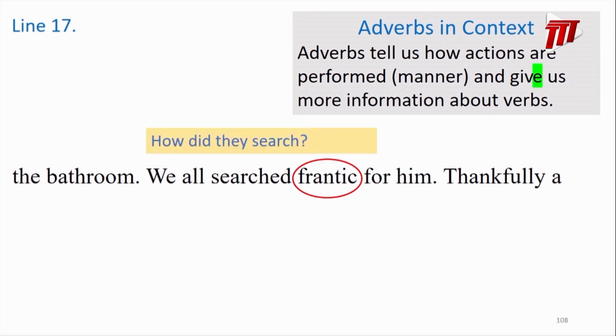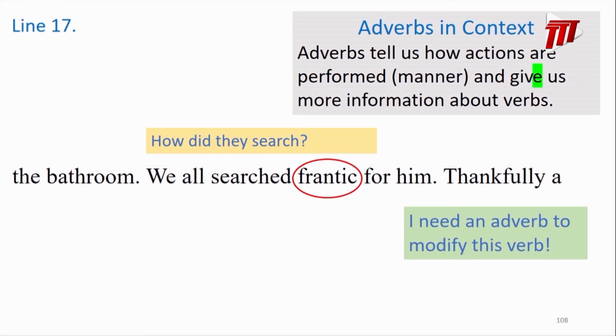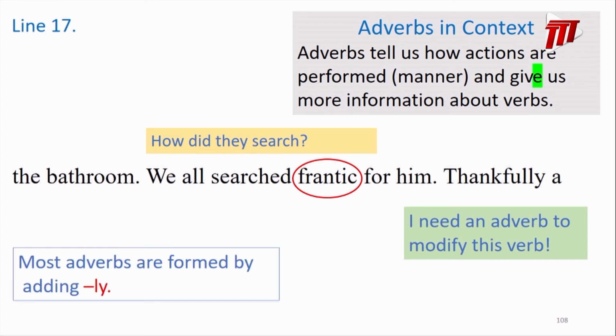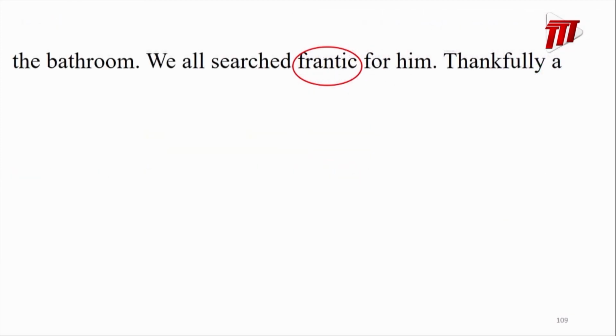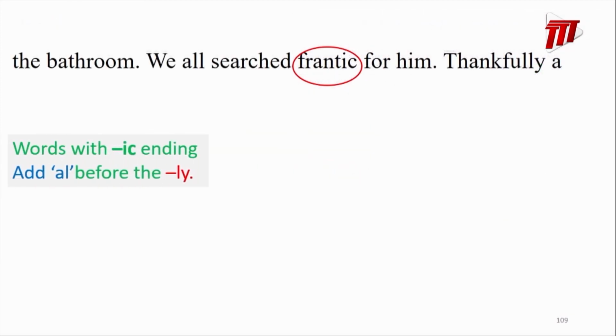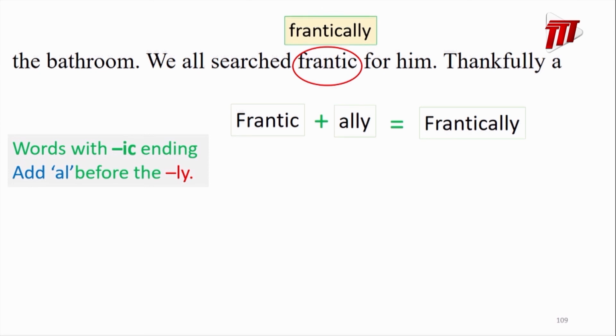They usually end in "ly," yes. So most adverbs are formed by adding "ly." So that word "frantic" has to be changed to, if we are adding "ly," "frantic" has to be changed to "frantically," all right? Frantic has to be changed to frantically. So we searched frantically for him, frantically, and that's our adverb. So we circle "frantic" and we write the correct thing, "frantically."